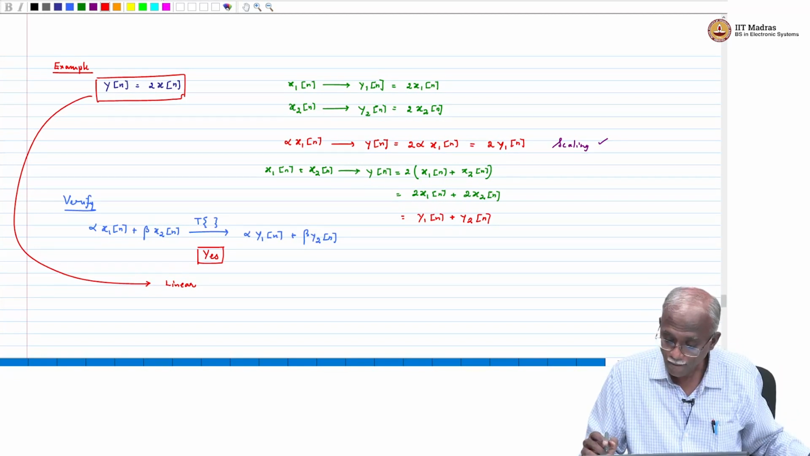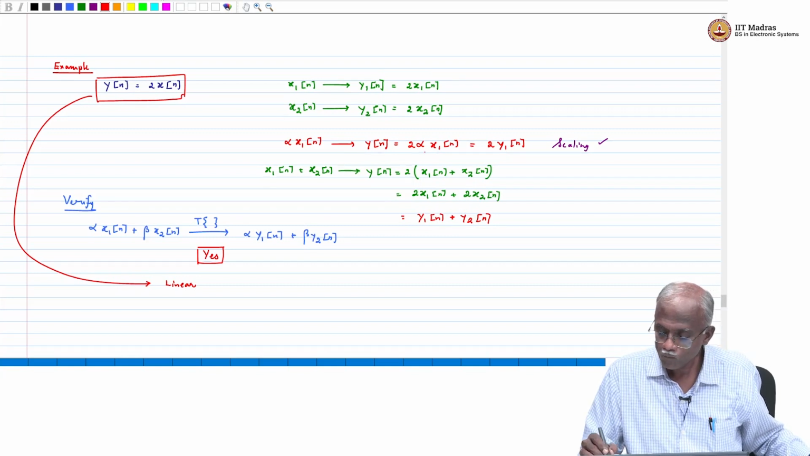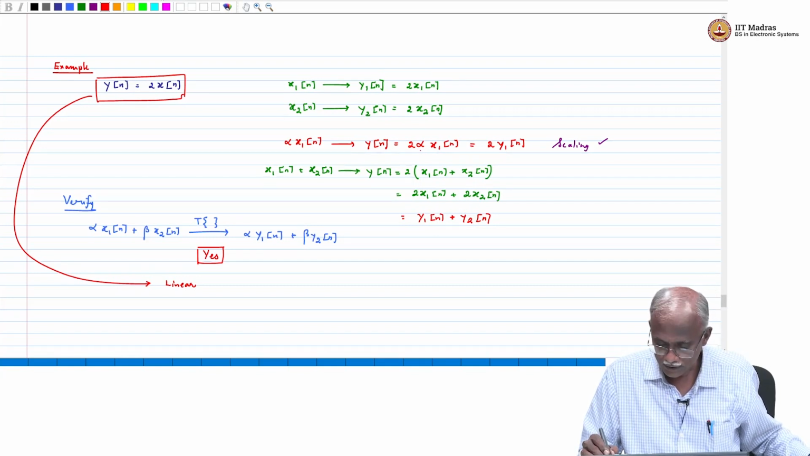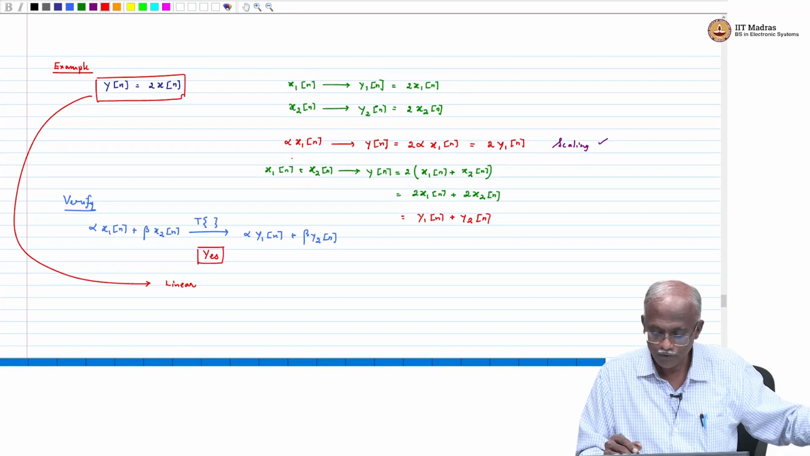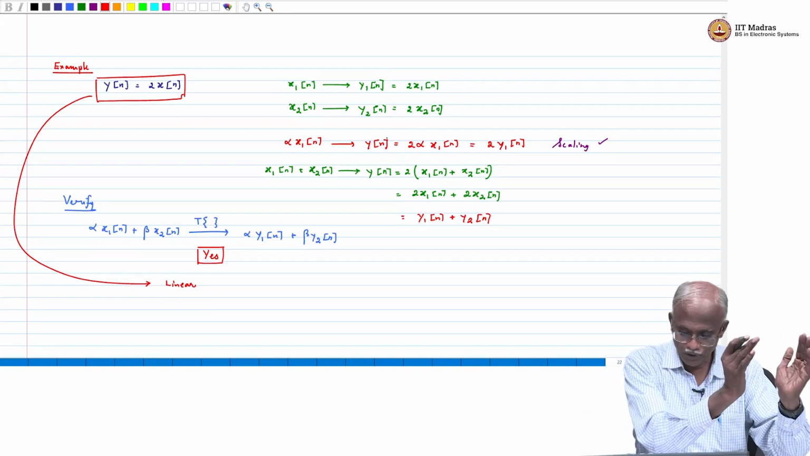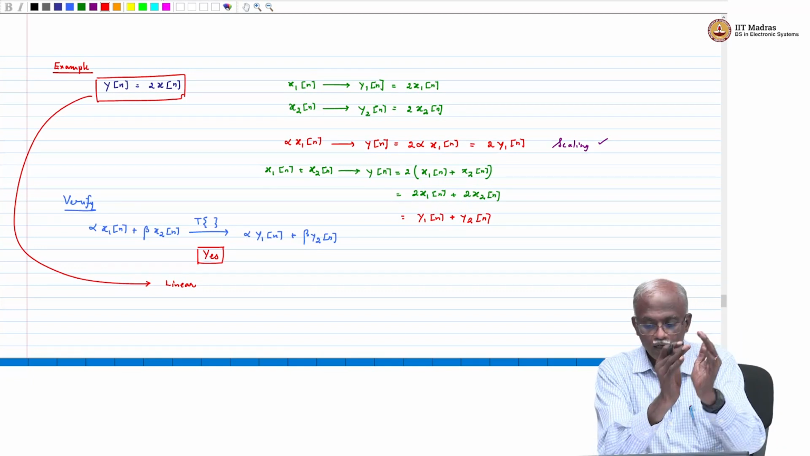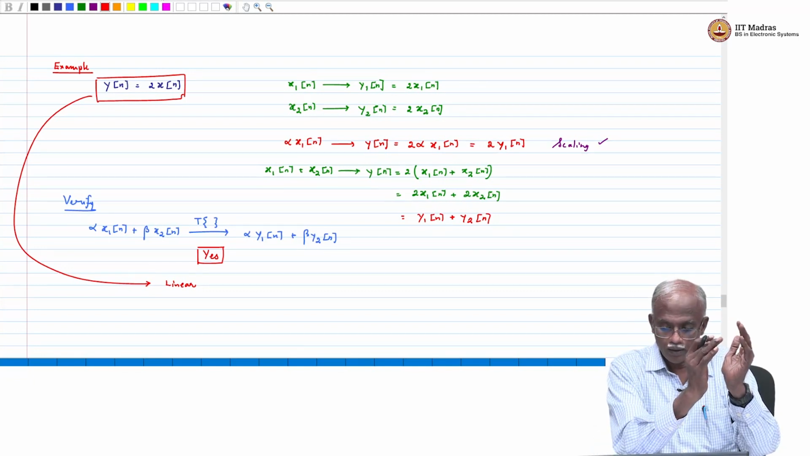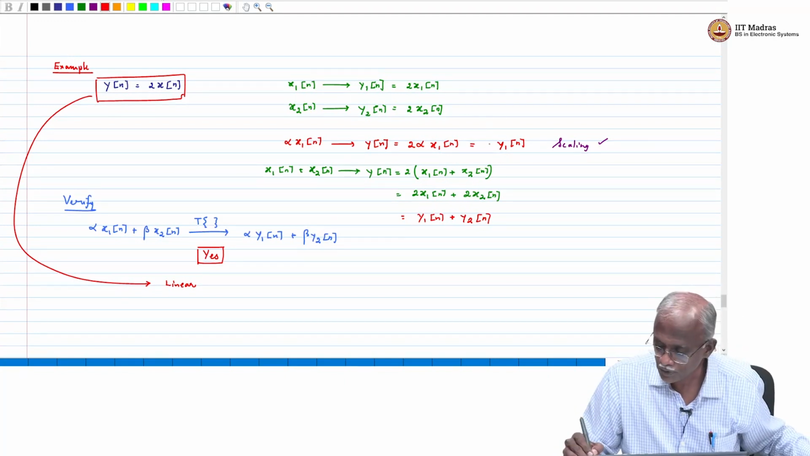Sir, that red line. After the x1 of n produces 2x1 of n. Yes. x2 of n produces 2x2 of n. Correct. Below that you have written alpha. If I supply alpha x1 of n, what I should get would be 2 times the input. So, it will be 2 times alpha times x1 of n. That should be alpha y1 of n. Correct. That is correct. Thank you. Yeah, this should be equal to alpha.